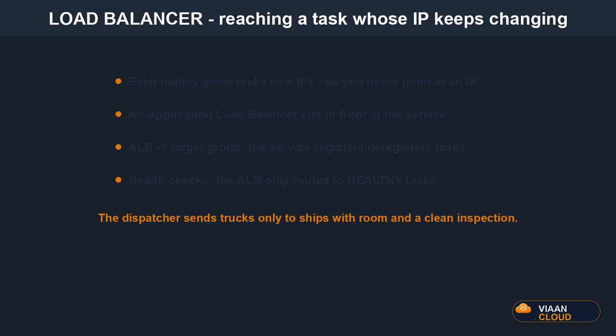So how does traffic reach a task when every deployment gets it a new IP address? You never point at the IP, you put an application load balancer in front of the service. The ALB has a target group, and the service automatically registers and deregisters its tasks as they come and go. The load balancer runs health checks and only routes traffic to healthy tasks. It's the harbor dispatcher, sending trucks only to the ships that have room and have passed inspection, never to one that's failing.